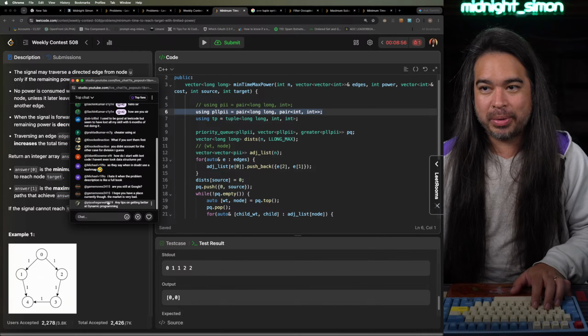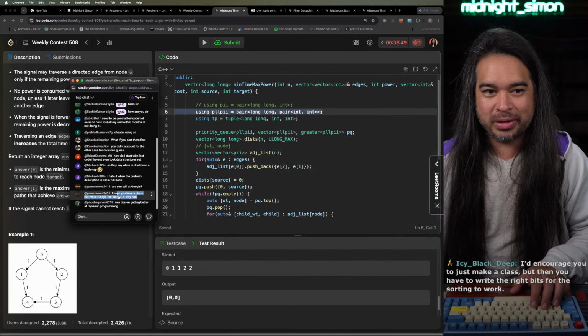Use too much brain power on this one. If you have a place currently though, the market is very bad. I'm unemployed, but I'm not looking.